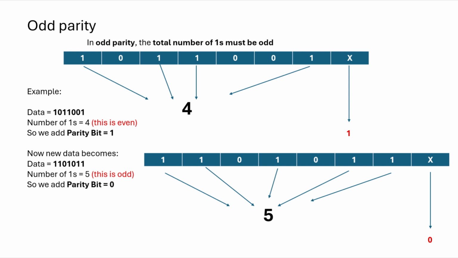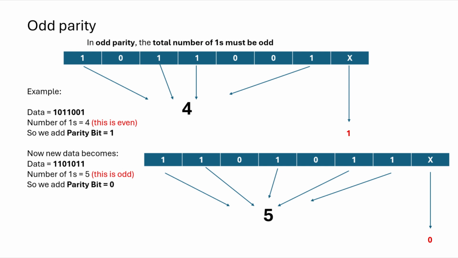Let us do it together slowly. Bit 1 is 1. That is 1. Bit 2 is 0. Not a 1. Bit 3 is 1. That is 2. Bit 4 is 1. That is 3. Bit 5 is 0. Not a 1. Bit 6 is 0. Not a 1.